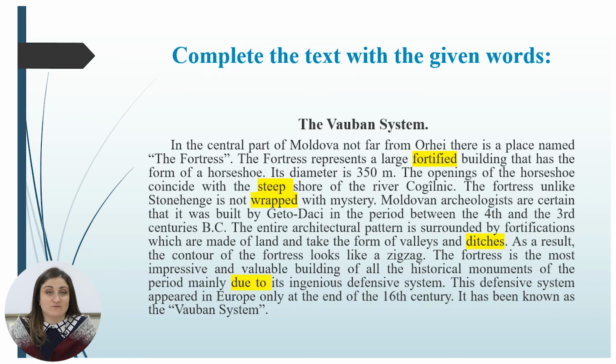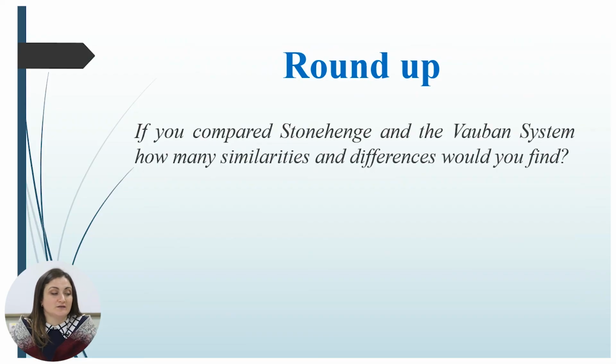If you succeeded in completing this text, let us check. If you have the same answers, it means that you did a great job and completed it correctly. And usually at the end of our lesson, I have something delicious for you, a reflective task. The task is, if you compared Stonehenge and the Vauban system, how many similarities and differences would you find? Think about these two monuments and find the similarities and differences.